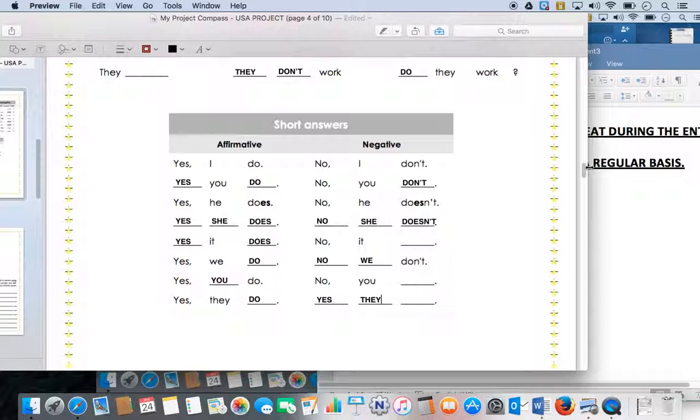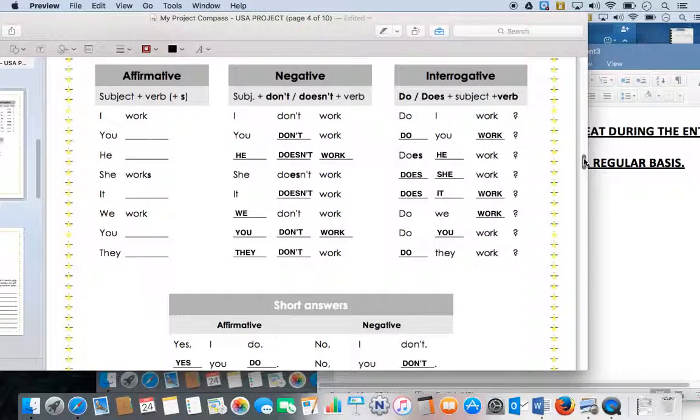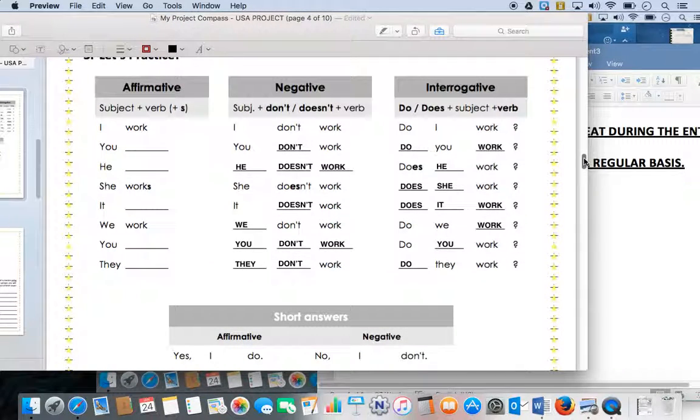So this wraps up the first version of grammar rules for the simple present. And again, this will be on my website so that you are able to go on my website and look at it if you need to study or double check, to make sure that you have your facts correct.